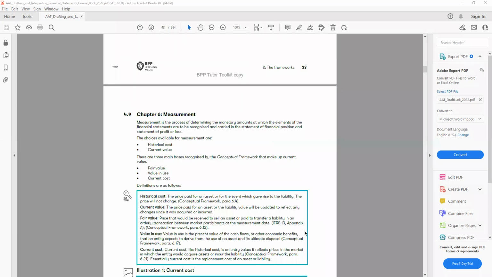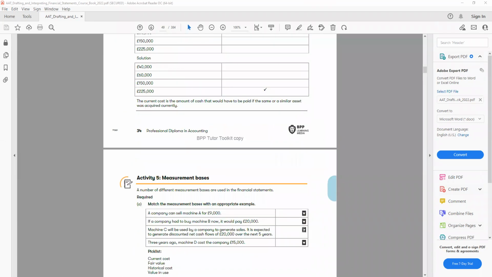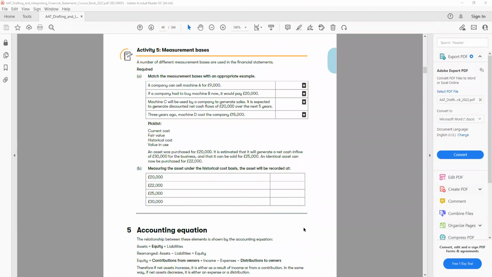All right, so we have other measurements, how we record the entity in the financial statement and at what value. So let's have a look. A number of different measurement bases are used in the financial statement. Match which measurement basis with an appropriate example. A company can sell a machine for 9,000. Now, it is basically our realizable value. We can sell it right now. We can sell it for 9,000.